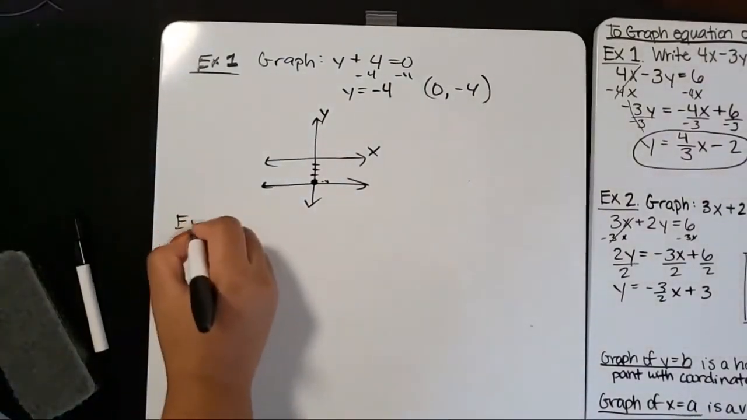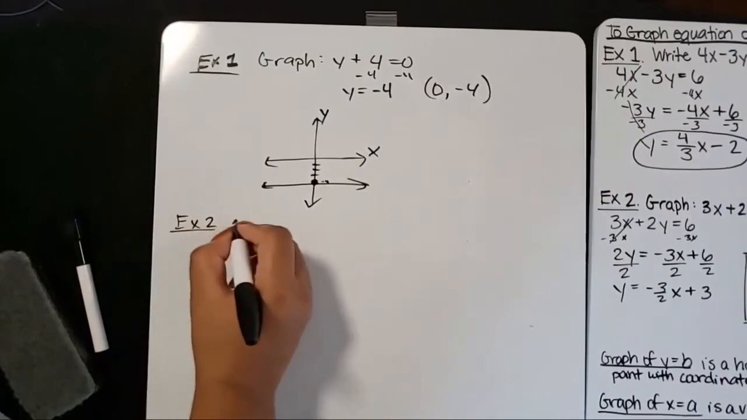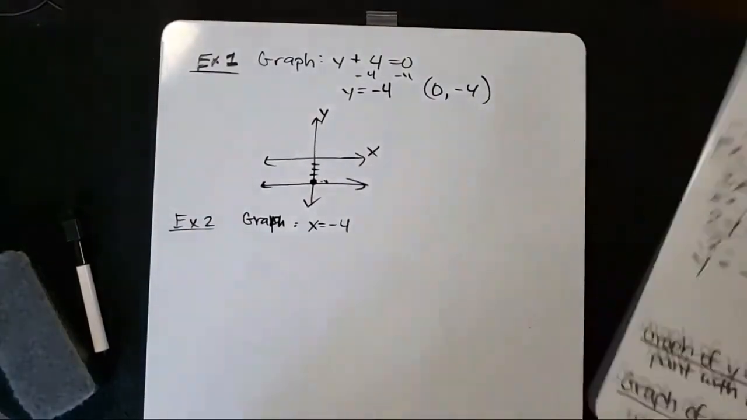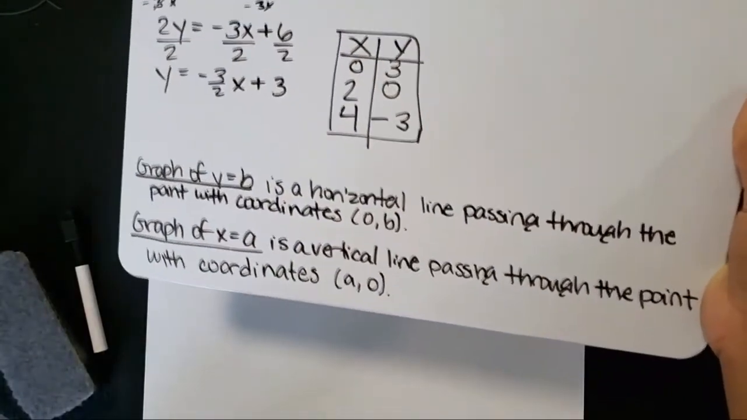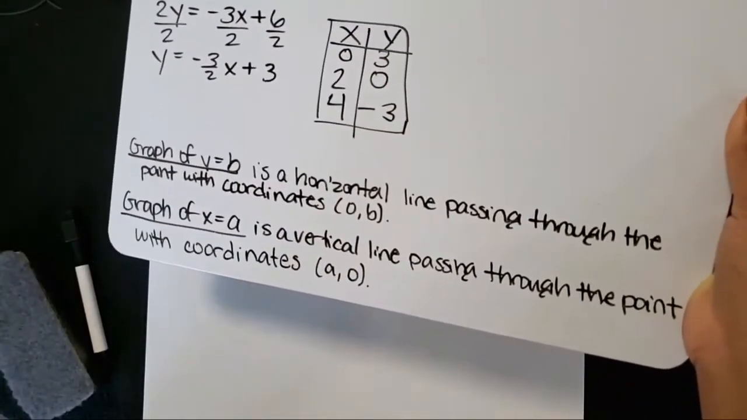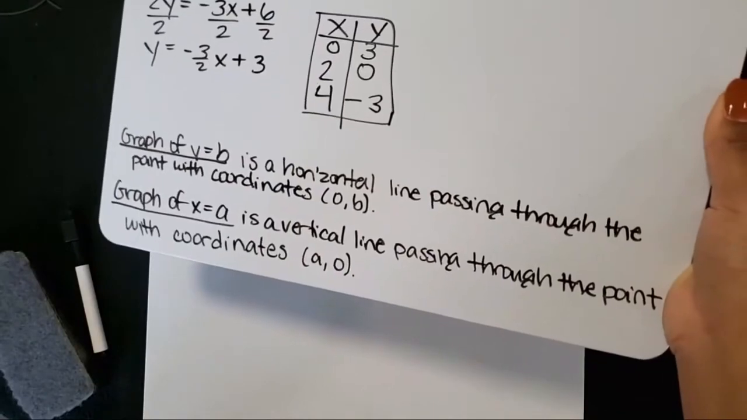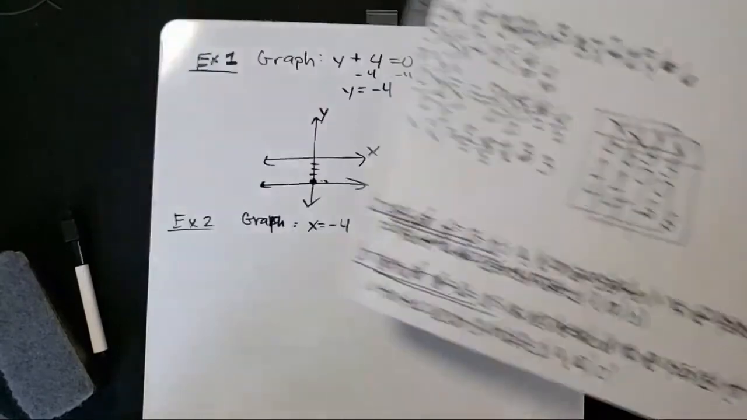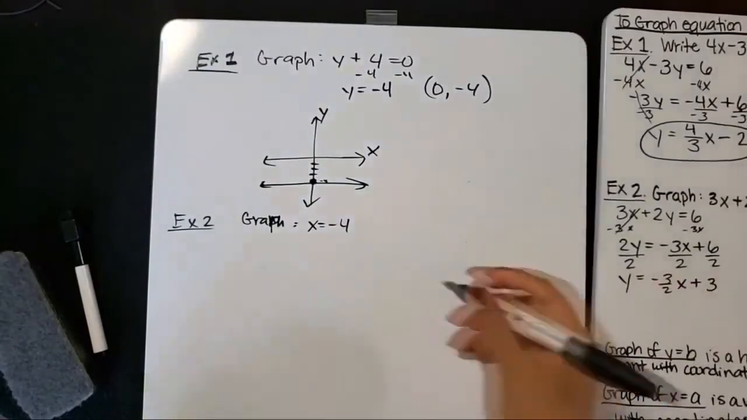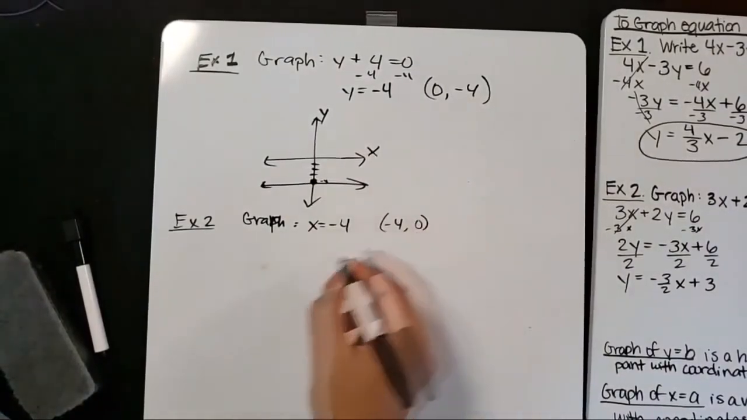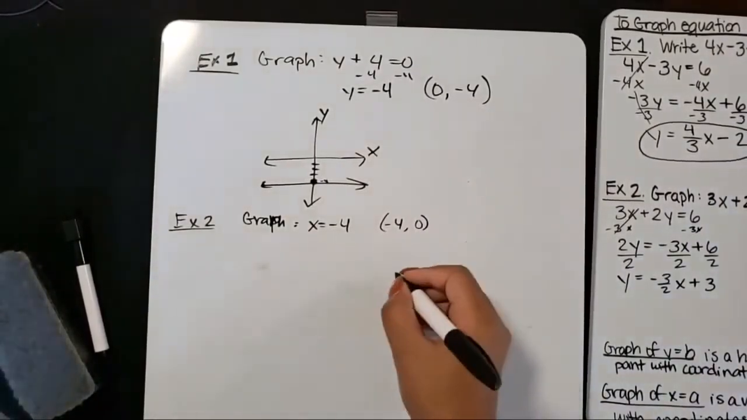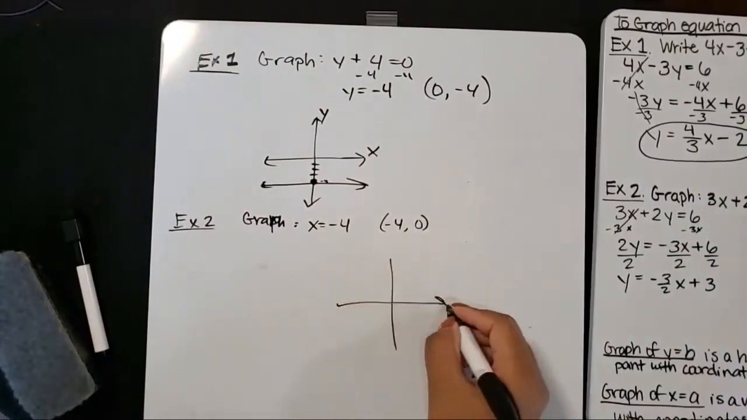Let's look at example 2. So we have x equals negative 4, and it looks like x equals a. So it's going to be a vertical line passing through the point with the coordinate (a, 0). So a is negative 4. So we have (-4, 0). That is our point that we're looking at.